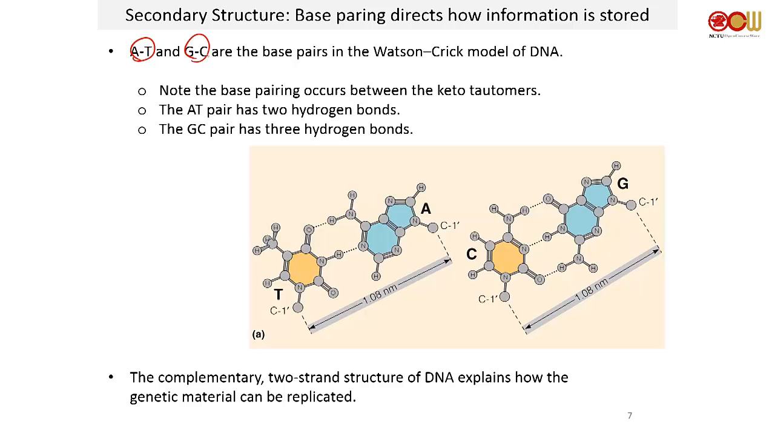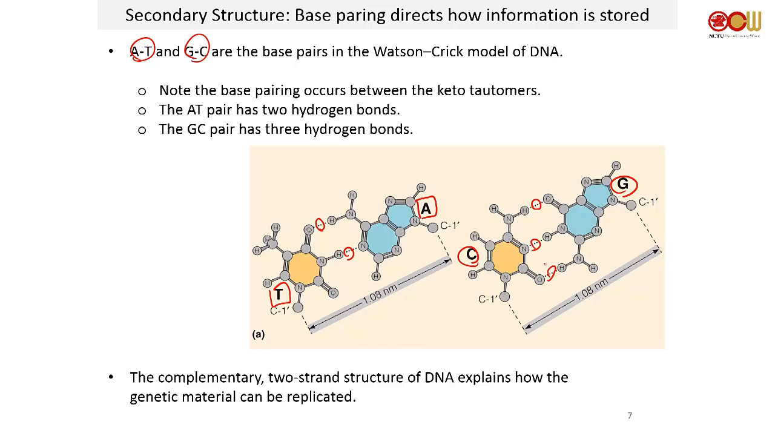But for now, my purpose for you is just to know the chemical aspects and the chemical structures. So A pairs up with T because you've got 2 hydrogen bonds. C and G pair together because you've got 3 hydrogen bonds.